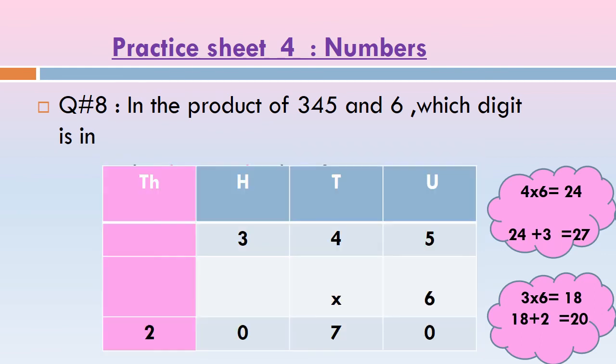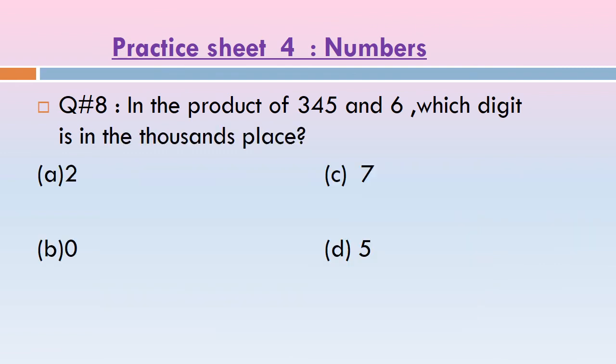Now, as the question is, which digit is at thousands place? So we can see here 2 is at thousands place. So this is our right answer. Our answer will be 2, and it is in option A.